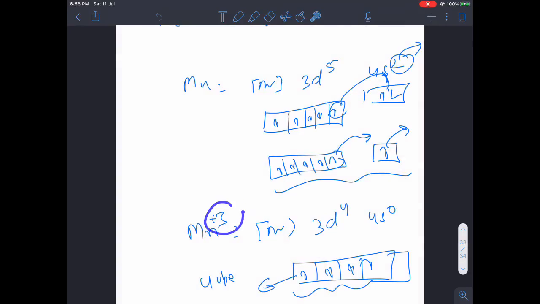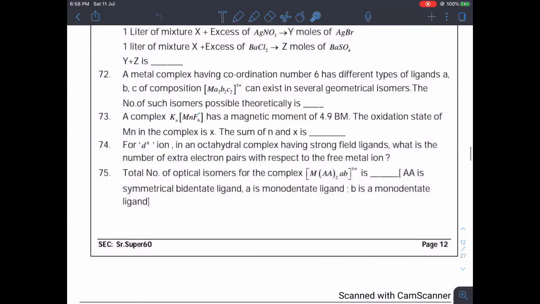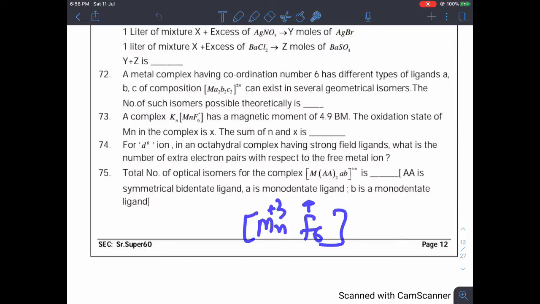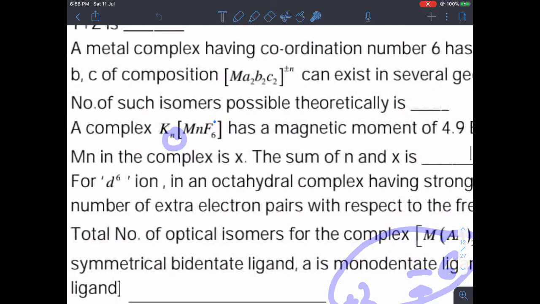Mn plus 3. So if it is plus 3, can you tell me what will be the whole thing here? So that means MnF6 plus 3 and the total charge is minus 6. So overall sum will be minus 3. That means here we have to take 3. So what is the value of n? N is 3.